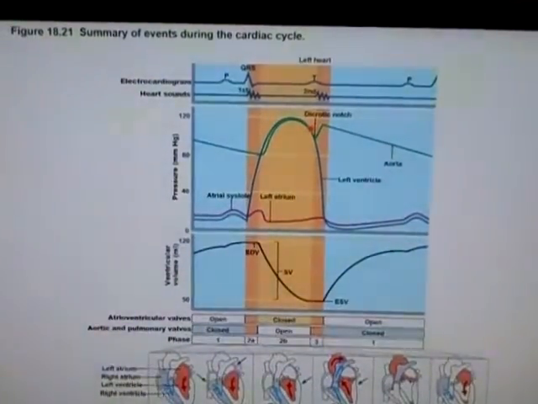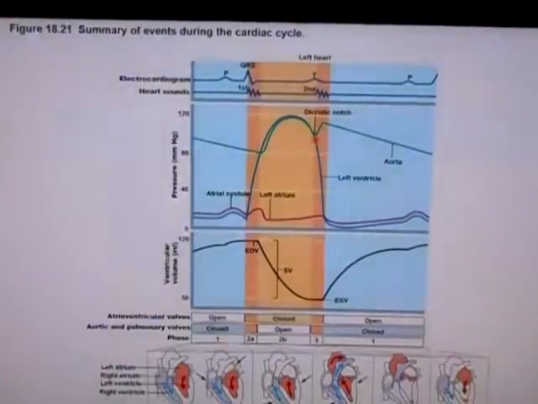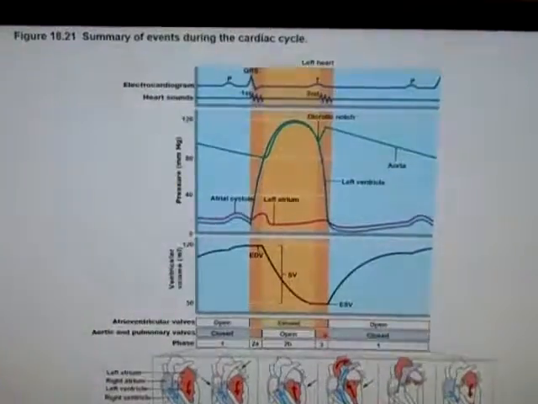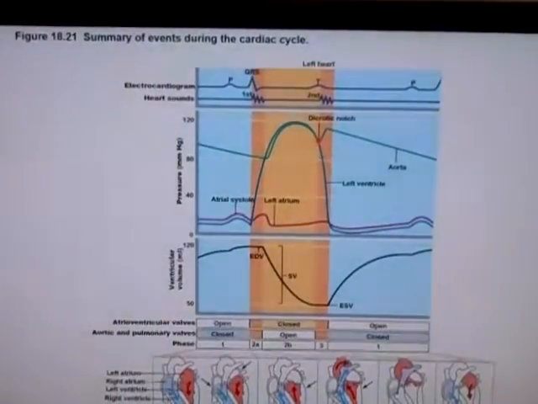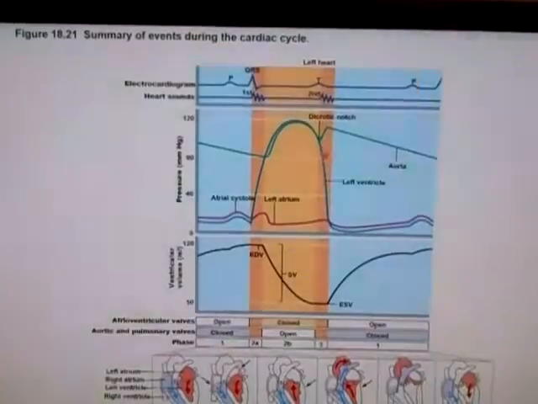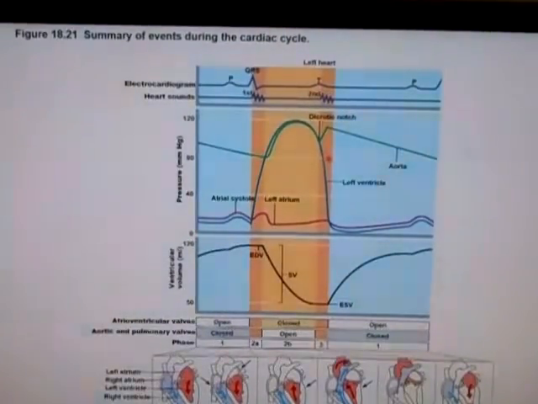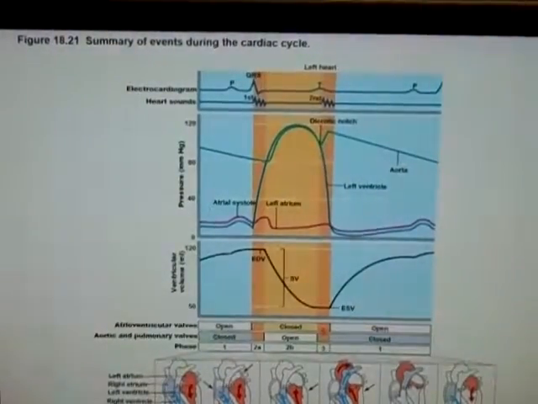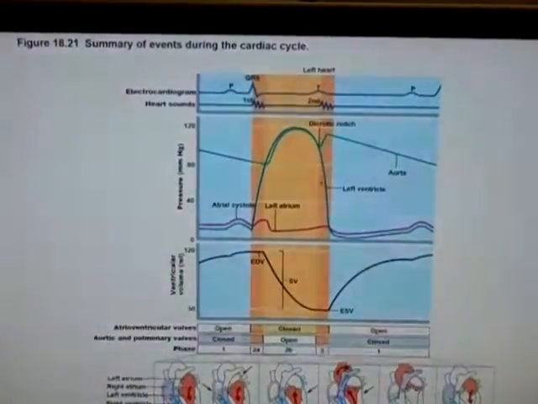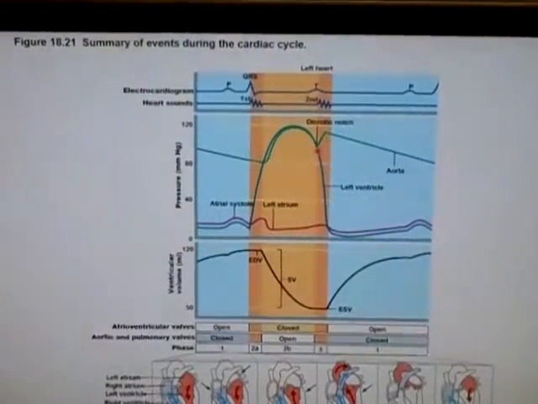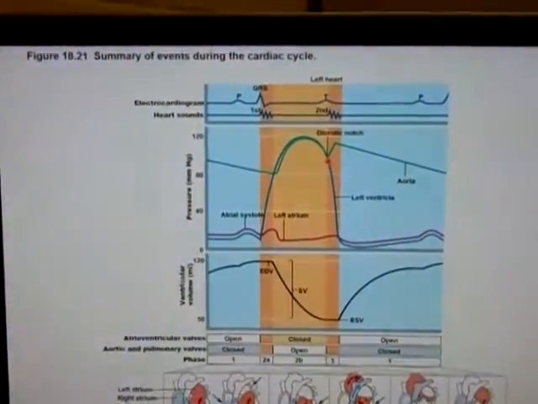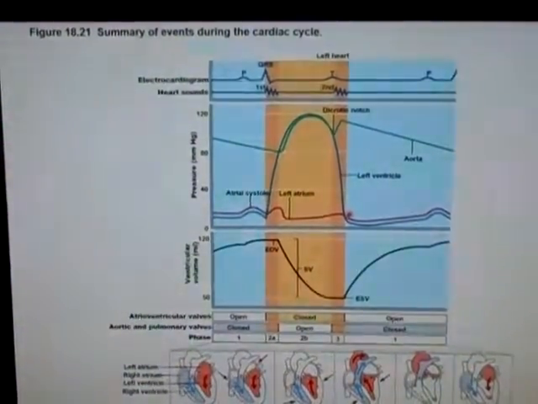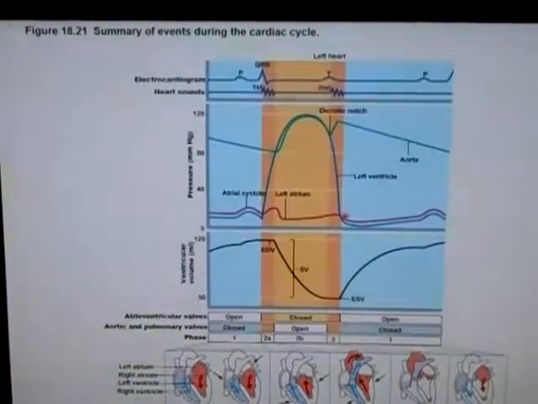pressure inside the ventricle once again dips below that of the aorta. The semilunar valves close once again. The ejection phase is over. The third part of the cardiac cycle shown here is called isovolumetric relaxation. Just as before, all four valves are closed during this phase because the pressure in the ventricle is now less than in the aorta, but still greater than in the atrium. So all of the valves are closed at this point.